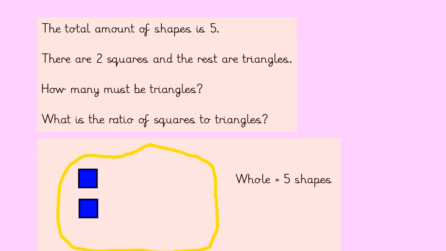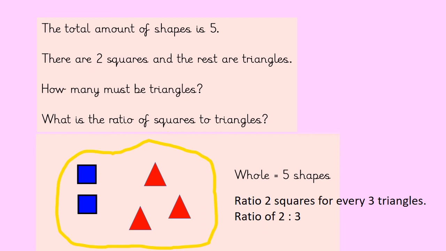Once you understand what the whole is, you can start to work the other way, like in this problem. The total amount of shapes is 5. There are 2 squares and the rest are triangles. How many of the shapes must be triangles? And what is the ratio of squares to triangles?